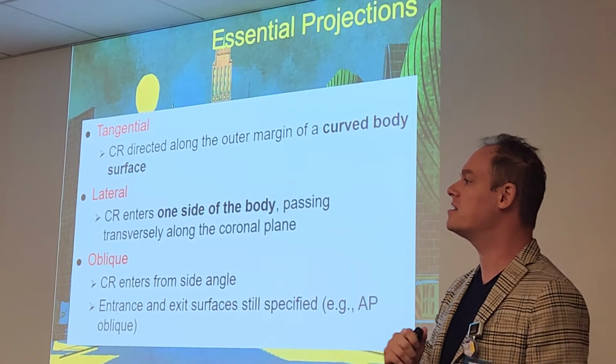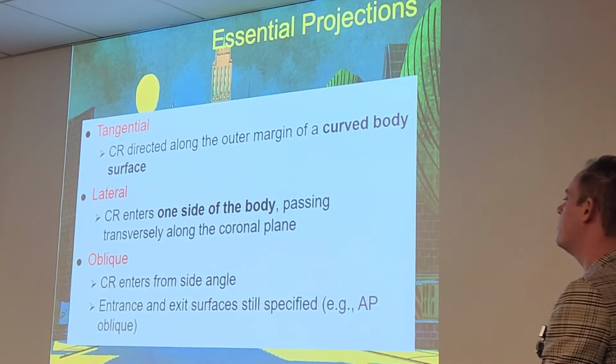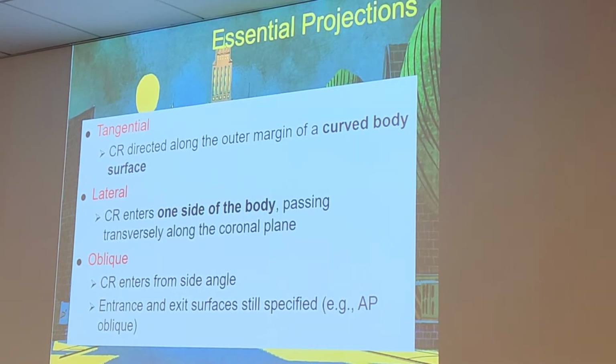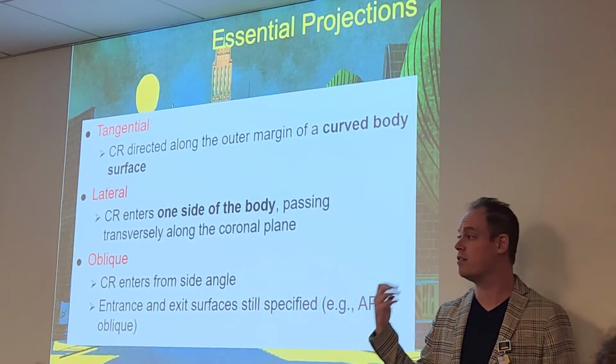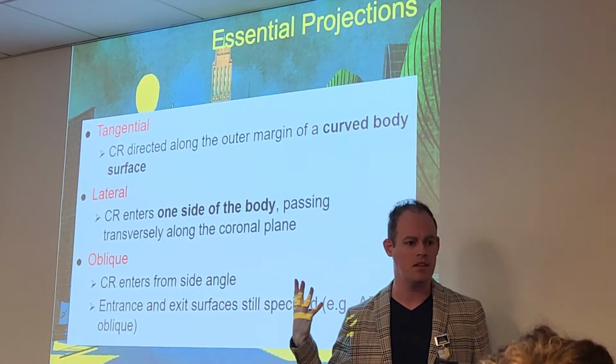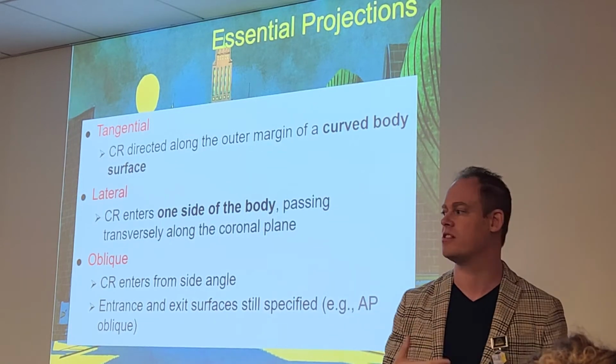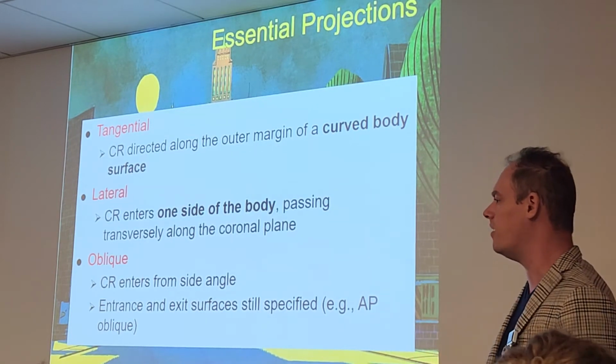But anyway, obliques. That means that the CR is entering from the side angle. Entrance and exit surfaces are still specified. So we have AP obliques and PA obliques. And I'll specify 4 types of obliques here shortly. They're labeled according to what surface of the body is closest to the IR.